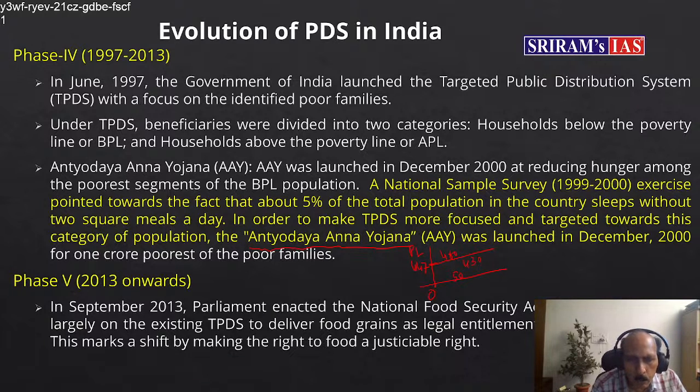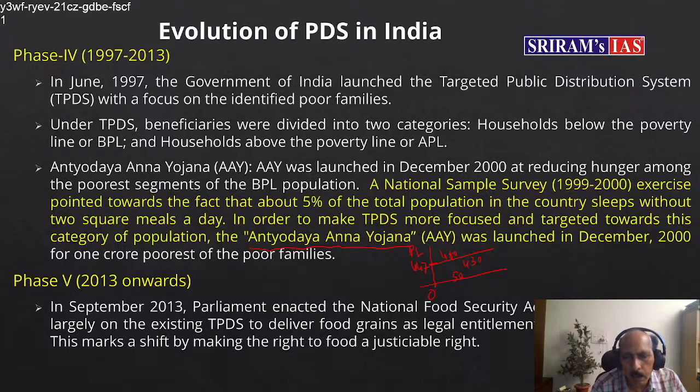Now, prior to 2013, it was only a welfare type of program. Government was ensuring the food grains at the affordable price to all the targeted families. But after 2013, when the Act was enacted, all the beneficiaries under the Act now have a legal entitlement to have the food security.